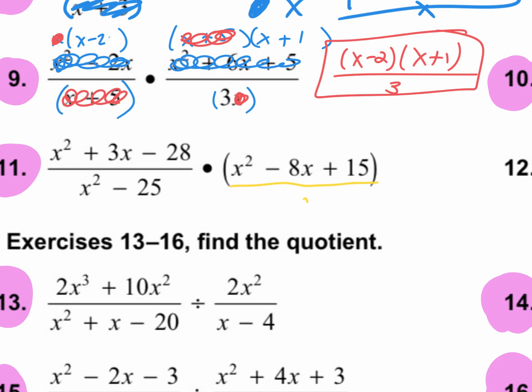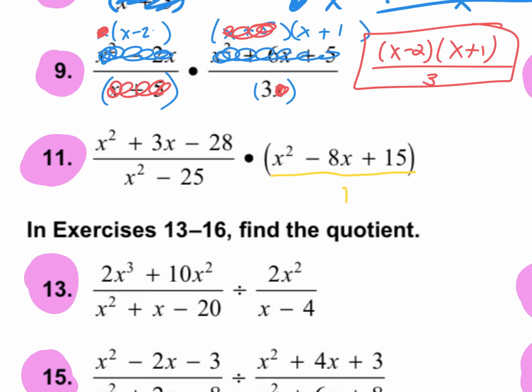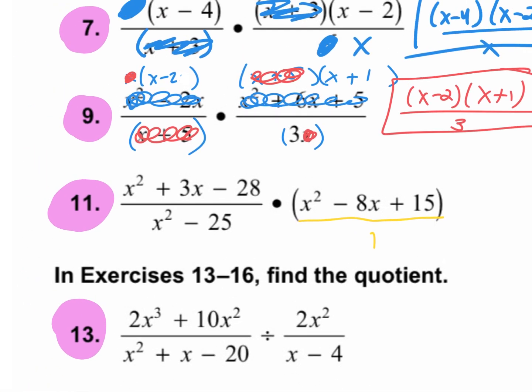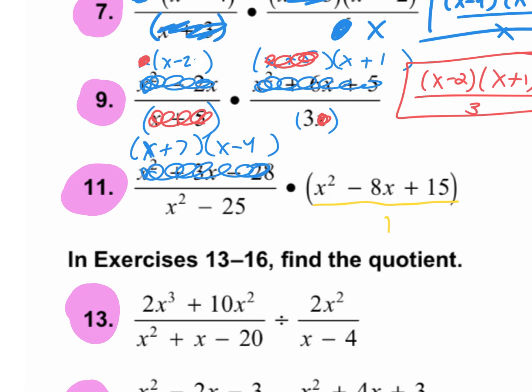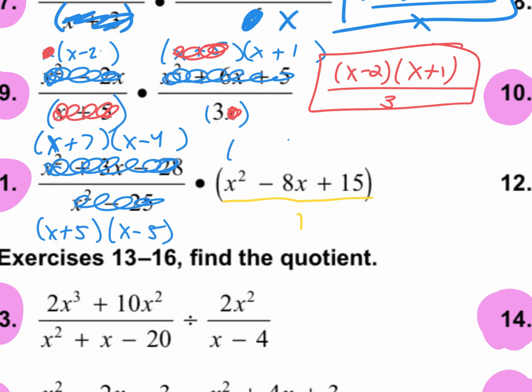Remember, this is over a 1, so let's factor. Top left, what times what will give me a negative 28 when I multiply, but a positive 3 when I add? Be x plus 7 and x minus 4. What's x squared minus 25 factor into? x plus 5, x minus 5. What about here? What times what is going to give me a positive 15 when I multiply, but a negative 8 when I add? x minus 3, x minus 5.